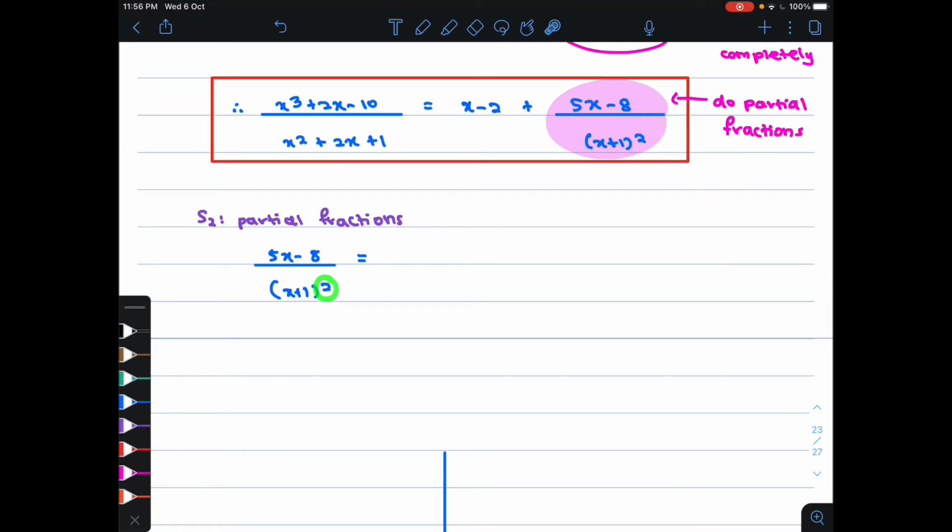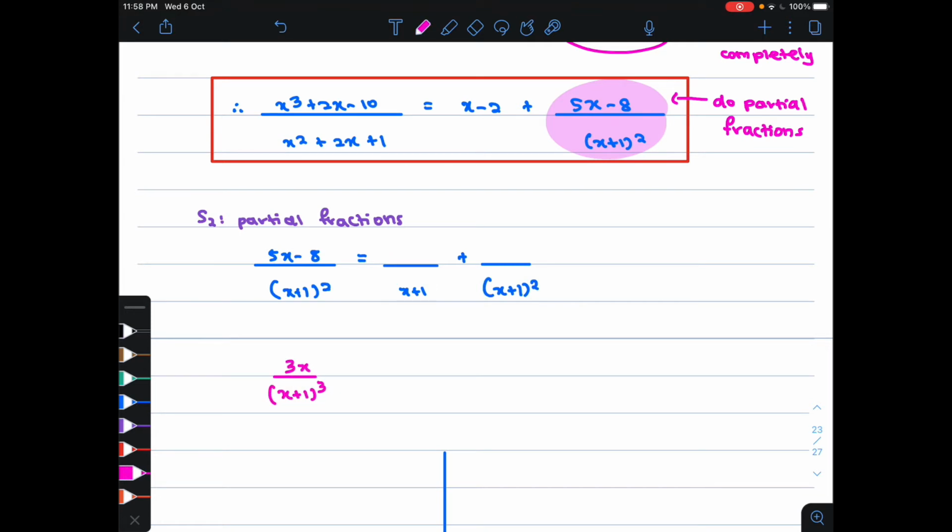If it is squared, this means that you're going to have a summation of two fractions. The first one is (x + 1) to the power of 1, which is just x + 1. And then the other one is (x + 1) to the power of 2. So don't forget that this is a repeated linear factor. Since the power is 2, that's why you need to repeat this x + 1 twice.